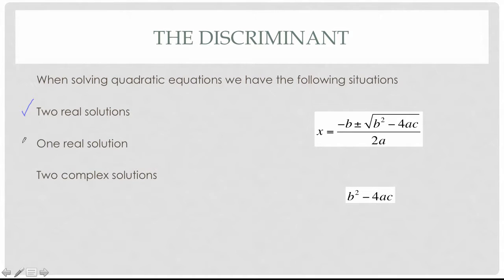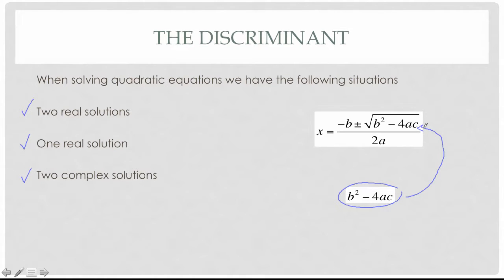You can also get a case where there's only 1 real solution. And there's also the case of getting 2 complex solutions. As you practice problems this week, as you look through examples, you'll see situations of both. We just solved one and got 2 real solutions, and we solved another one and got 2 complex solutions. So how do you know which case you're going to have? It's all dependent on what you have underneath the square root right here.